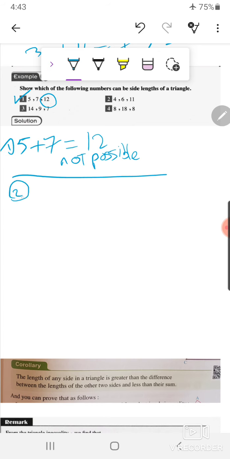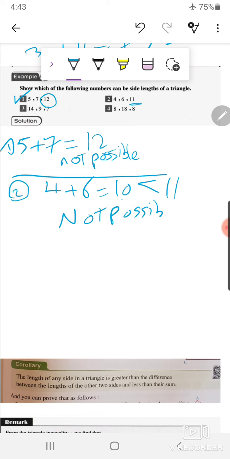Number 2, here you have 4, 6, and 11. I said I must take the smallest numbers, 4 and 6. So 4 plus 6 equals 10. Is 10 greater than 11? Of course, no, 11 is greater than 10, which is the third side. So it is possible or not possible? Not possible. It must be greater than.